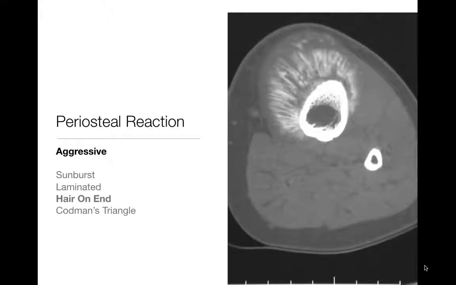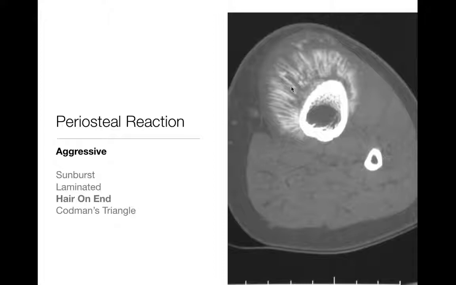Hair on end, I think hair on end and sunburst periosteal reaction really kind of look alike. Hair on end, most people describe as just sticking straight up and not really curving or radiating as much. I think that's a fine point. It doesn't really matter too much. Again, both are aggressive periosteal reactions, so don't waste too much time perseverating about is this sunburst or is this hair on end. Both really mean the same thing. Something aggressive, something fast growing is there.